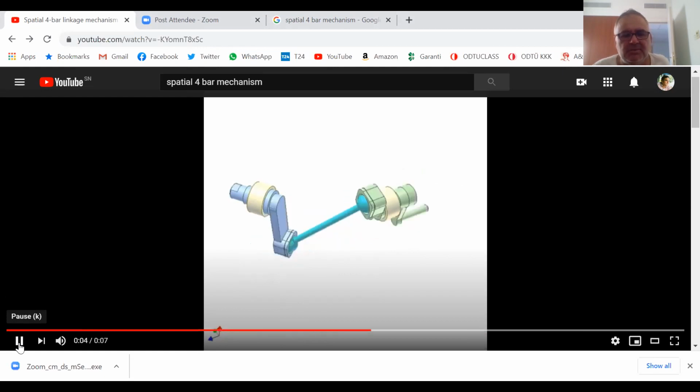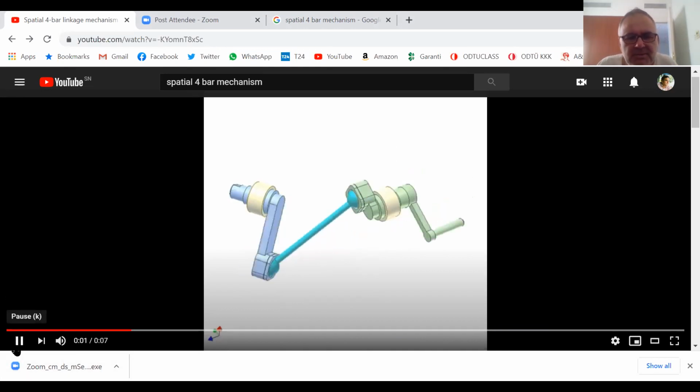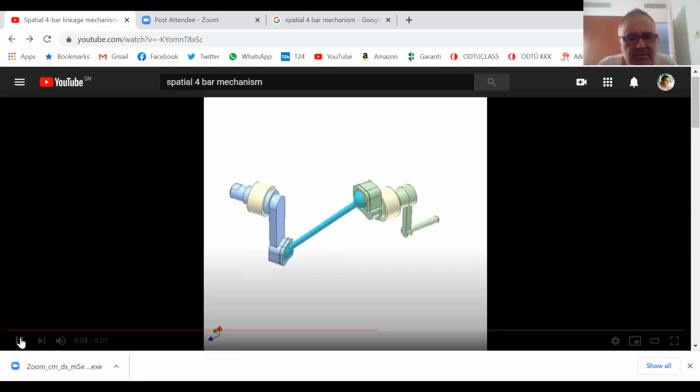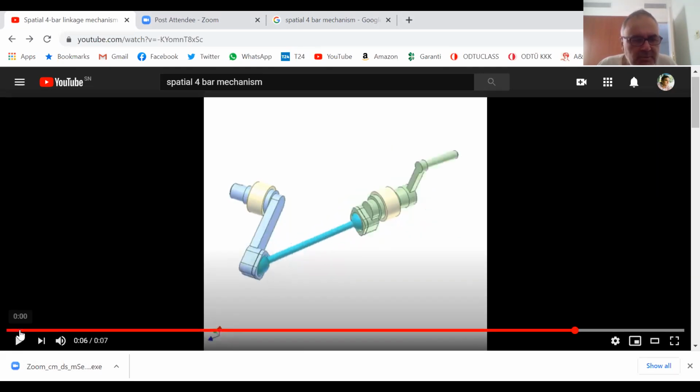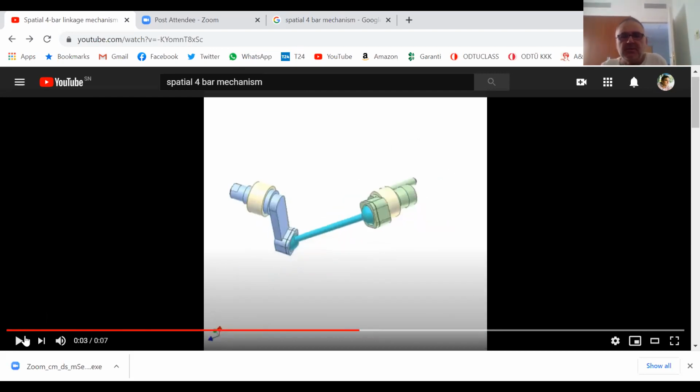So it is very much used. For example, it might be used in windshield wipers. Actually, it is a four-bar, but it is more interesting. It makes more interesting motions. And there are other kinds of spatial four-bar mechanisms. Okay, let's go back to our PowerPoint.